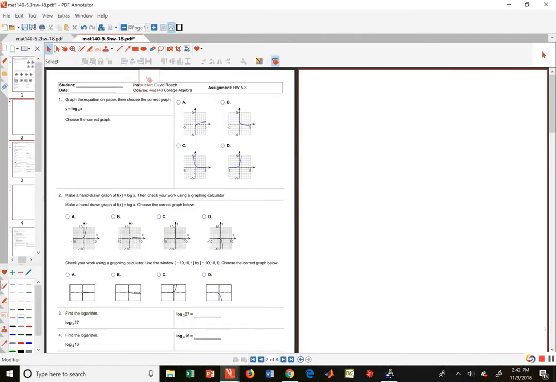Hey, welcome back. We are now in section 5.3, and we are going to be working on logarithms. Learning the properties of logarithms can be tricky, so hang with me on this.